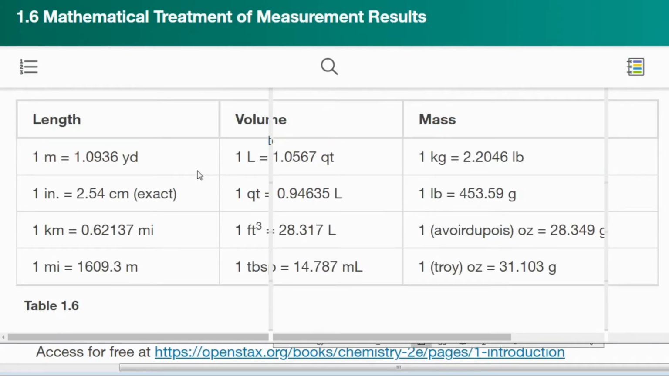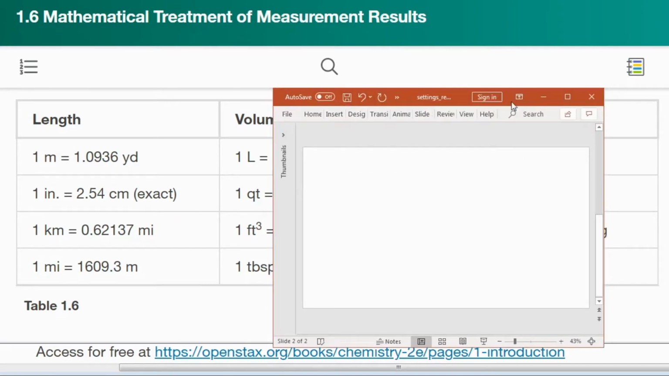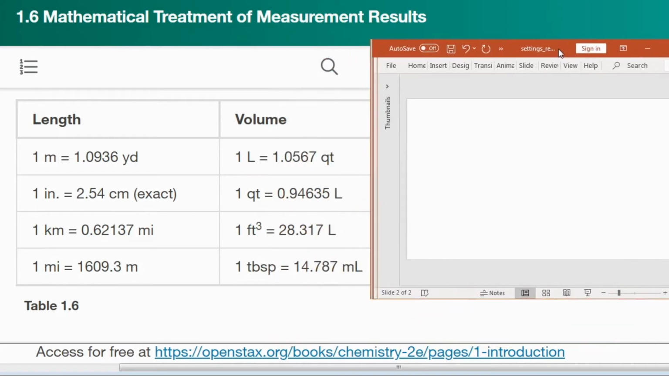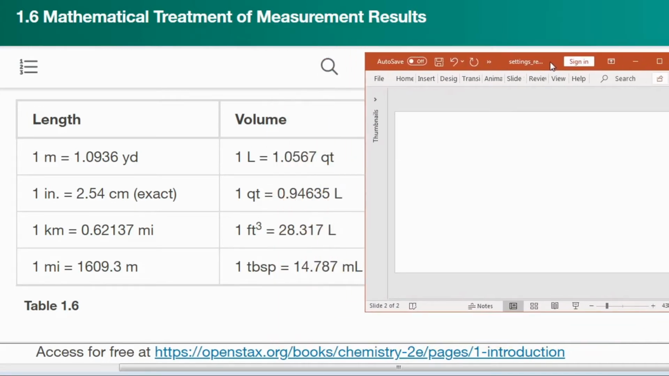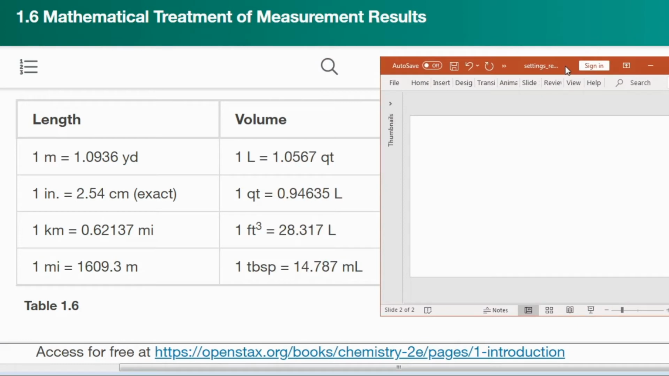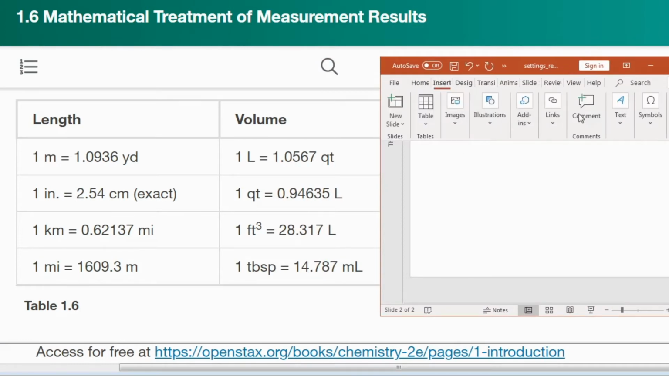So we have 1 quart equals 0.94635 liters, and 1 liter equals 1.0567 quarts. Now there's a little trick here. I'm going to just point this out. I'm going to give the answer first, and then I'm going to explain it. So let me insert text.